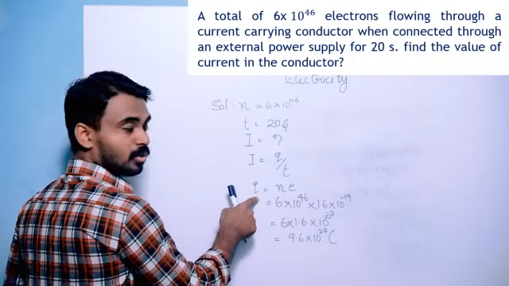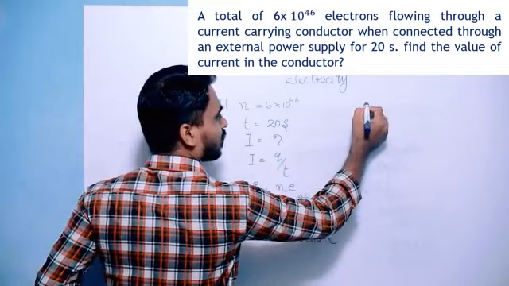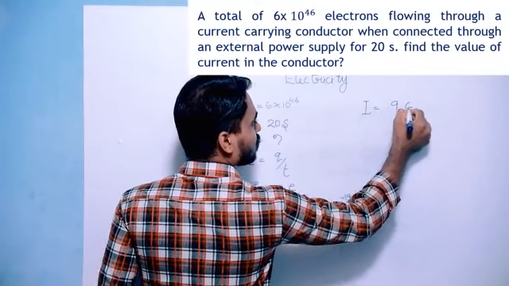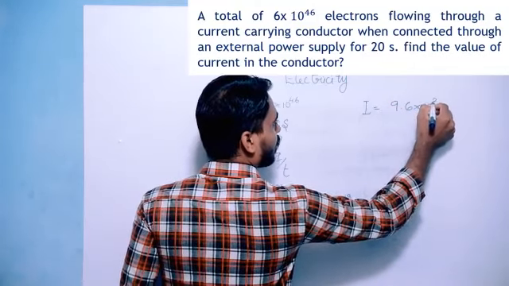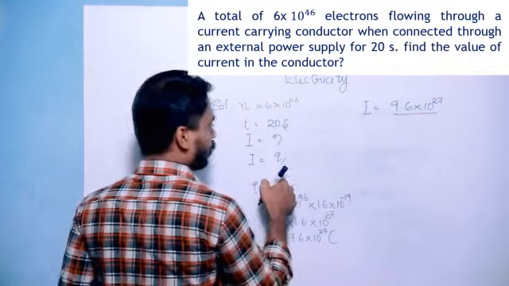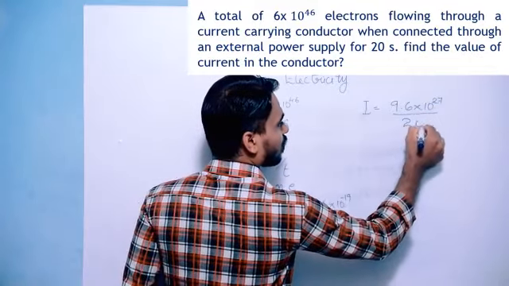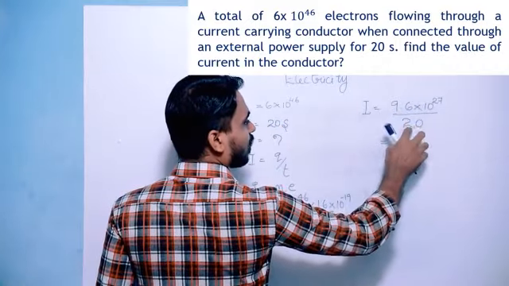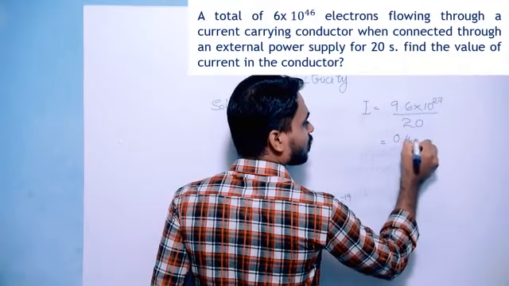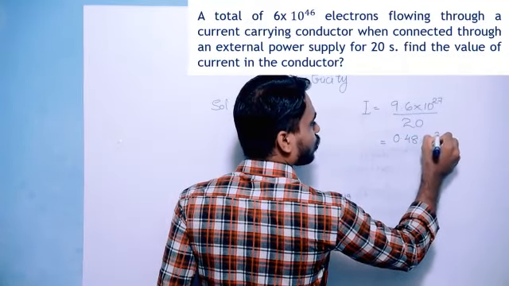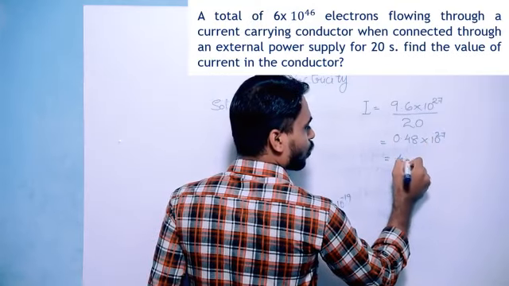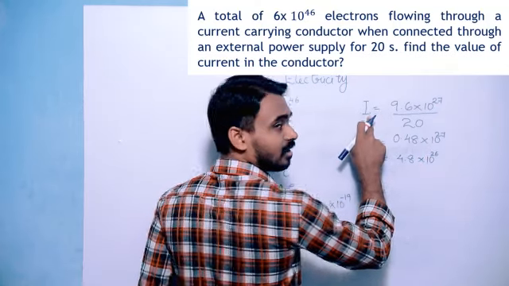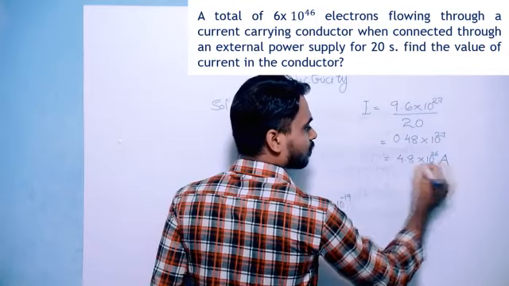This value of Q should be substituted in this equation. That is, I is equal to, the value of Q is 9.6 into 10 raised to 27 divided by the value of T, which is 20. By doing this, 9.6 into 10 raised to 27 by 20, we will get 0.48 into 10 raised to 27. This can be written as 4.8 into 10 raised to 26. I, current, the unit of current is ampere.